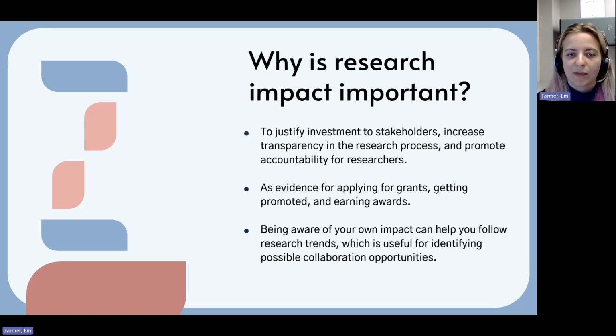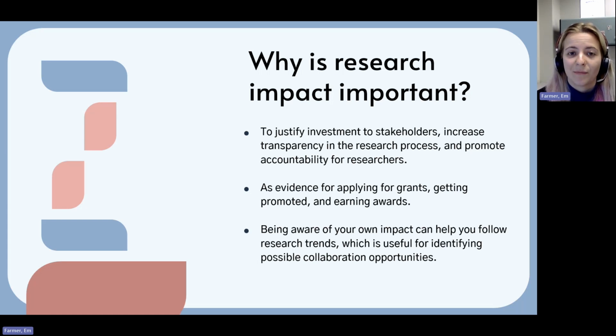At this point, I need to make it clear, obviously, I can't guarantee that impact is something that you have to check off as part of your promotion or your annual review process on a department or even a university level. I can say, though, that this is a growing trend.